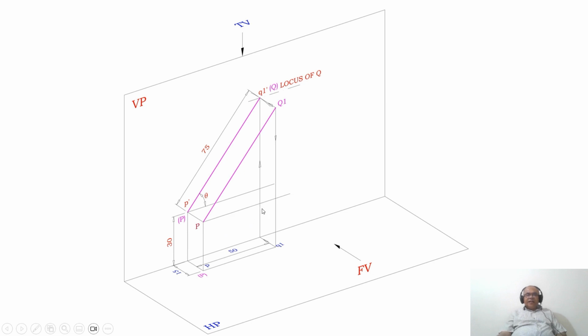So when the distance between the end projectors is 50 mm, then at that distance you are going to get the 75 mm, and this true length line, when you look from the front view, can be seen in the vertical plane. So you have P dash and you have Q1 dash. Since it is the true length, you will have capital P and capital Q. By getting the length of 75 in the front view, you got the locus of Q in the front view. So this is how you analyze in the first step.